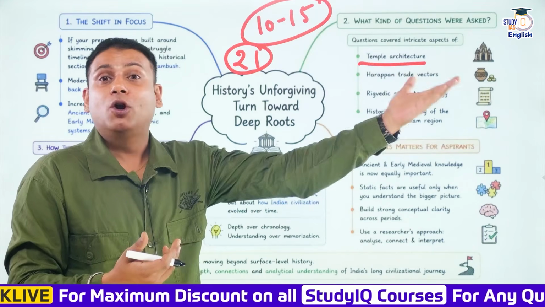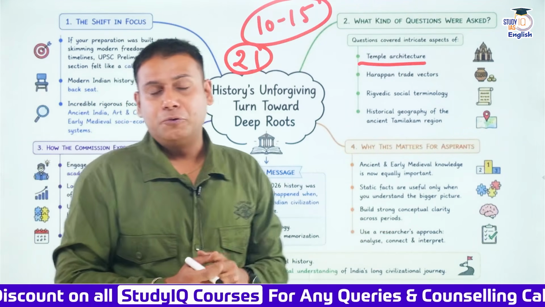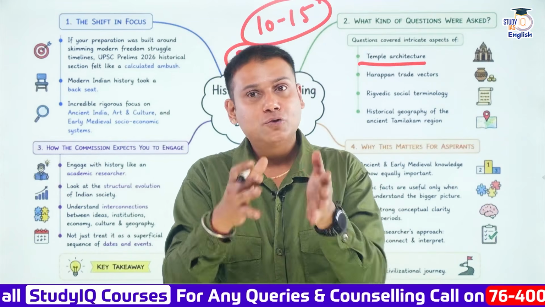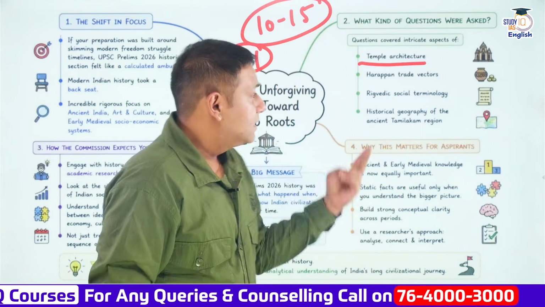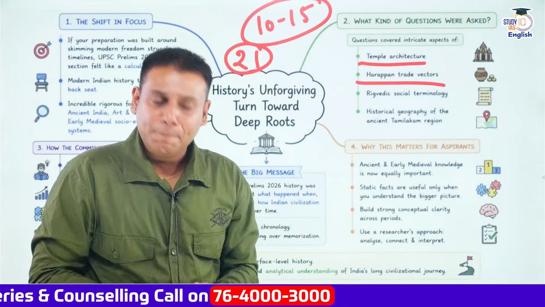There could be a probable question next year on stupa architecture. Now, there are different kinds of stupas: Sharirik stupa, Paribhogika stupa, and Updeshika stupa. Secondly, Harappan trade vectors. Traditionally, what do we learn?